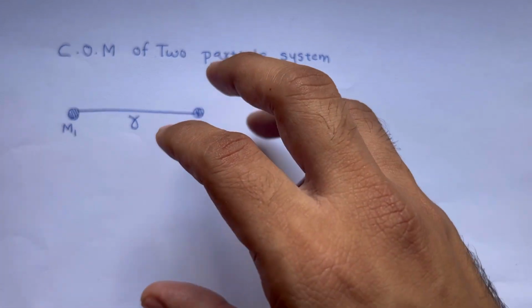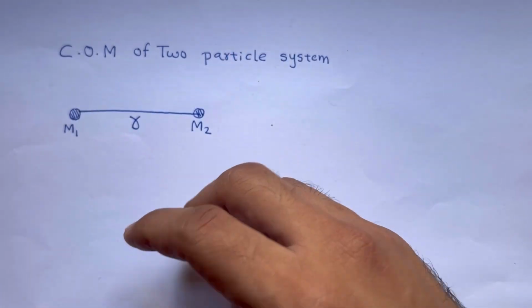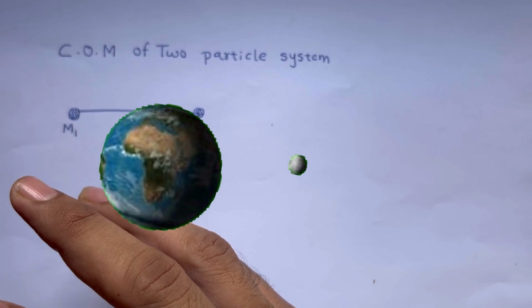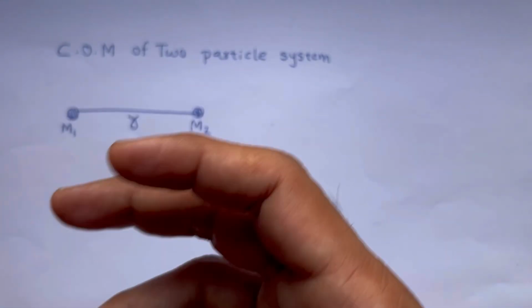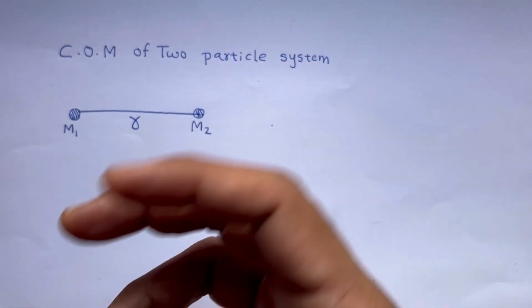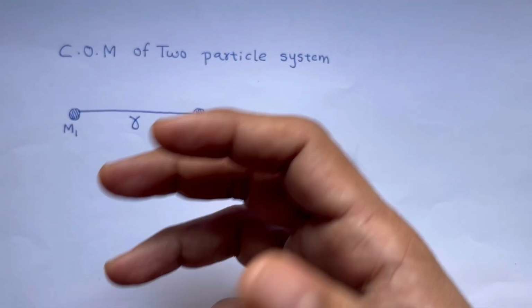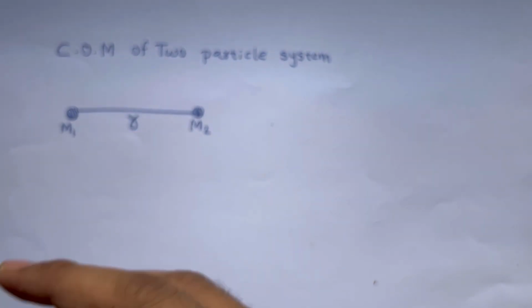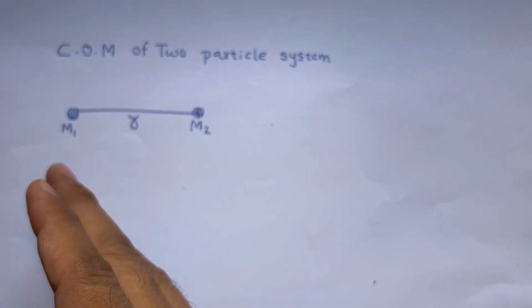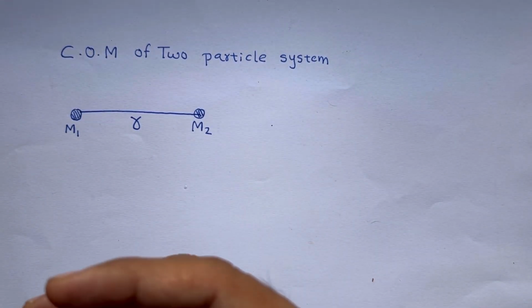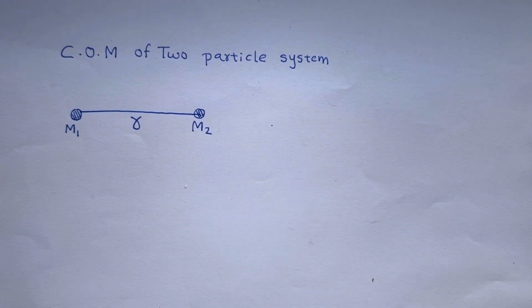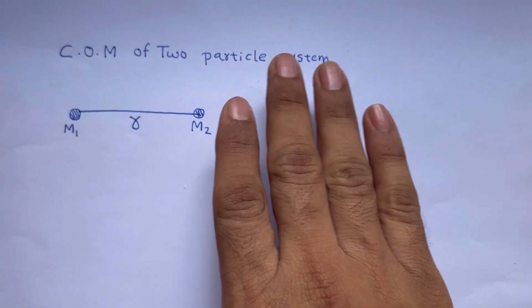If I give you an example of such a thing, imagine the Earth and Moon system. Earth and Moon is also an example of a two particle system. Or you can imagine an HCl molecule, or any diatomic molecule like HCl. So H is like one particle and Cl is like another particle. So a diatomic molecule or the Earth Moon system are examples of a two particle system.